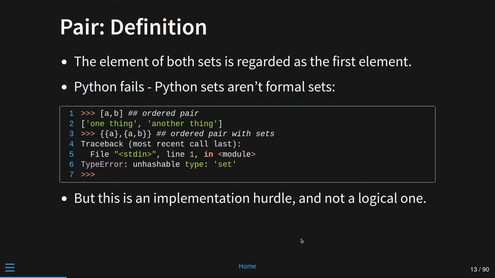Why do I point this out? We should not rely on implementation details in Python to determine the correctness or incorrectness of formal mathematics. You are allowed to put anything inside a set you want, including another set. I've put sets inside sets. I'm doing that here.